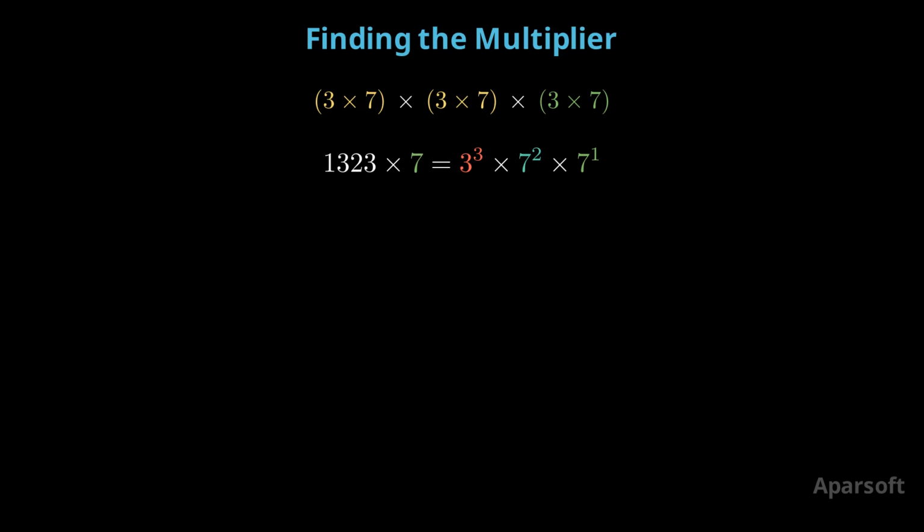So we need just one more 7 to complete the third group. And how do we get one more 7? We multiply by 7. Watch what happens. The third group now has its 7. So all 3 groups are identical. 3 times 7, 3 times 7, 3 times 7. 1323 times 7 equals 3 cubed times 7 squared times 7 to the power 1. 7 squared times 7 gives us 7 cubed. Now both exponents are multiples of 3. And look, 3 times 7 is 21. So this equals 21 cubed.